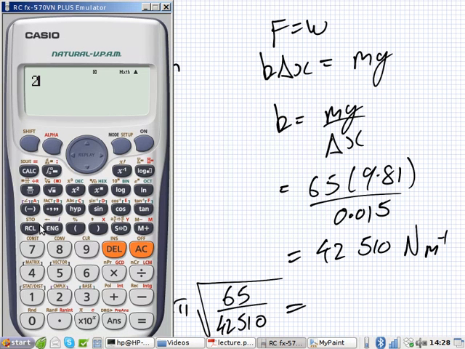So 2 pi root 65 over 42,510 is 0.246 seconds.